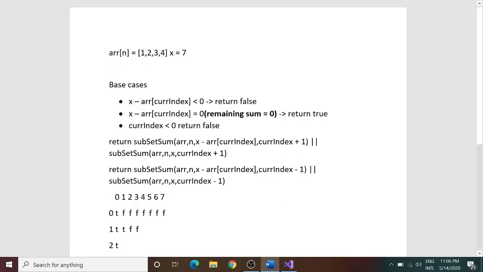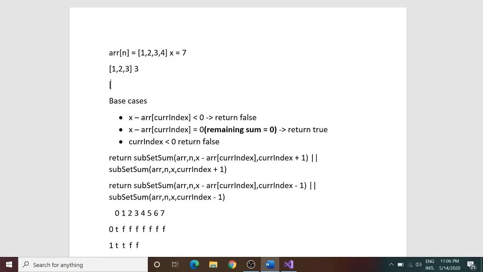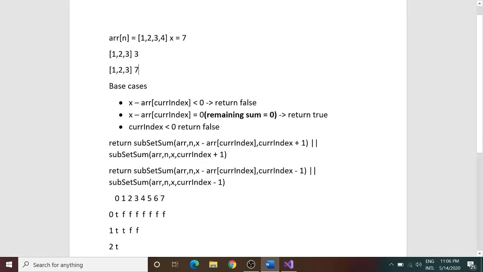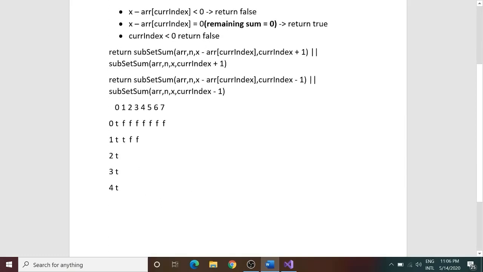If I include the element present over here, I would be left with 1, 2, 3 and 3, because if I include it, then I would be deducting this value from the leftover sum. If I do not include it, I would be left with this other thing. I would be taking OR of both, and that would be my answer. So where in the matrix will I find this? It would be here, 1, 2, 3. I have an array of these 3 and I need to make a sum of 7. So that would be this cell.